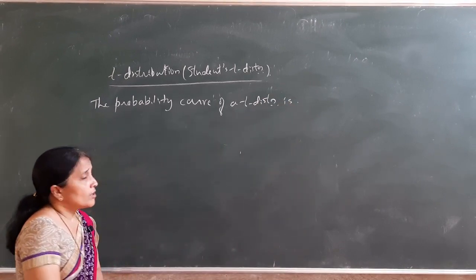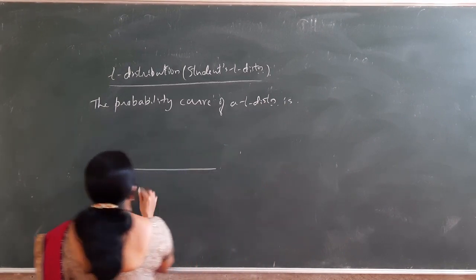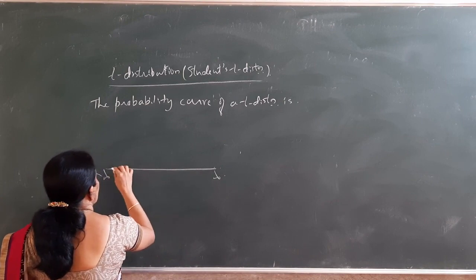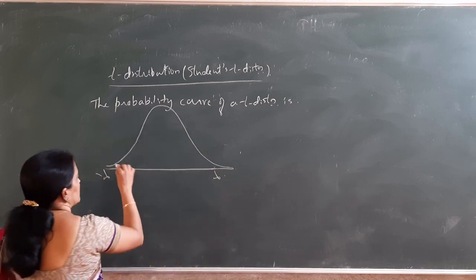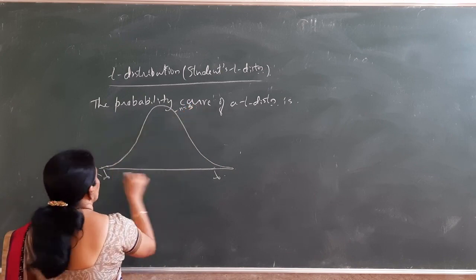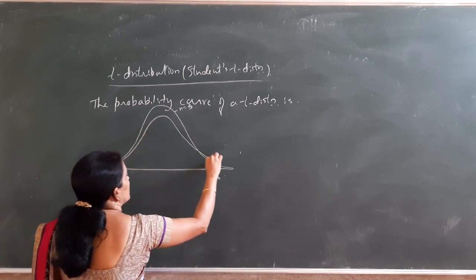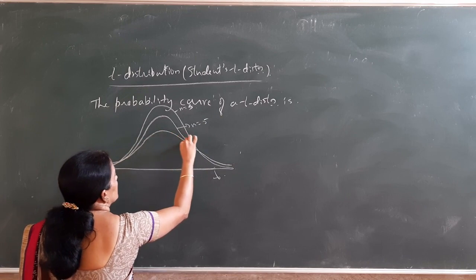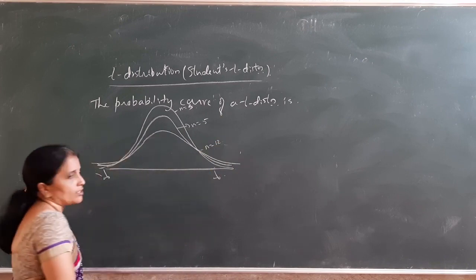The probability curve of a T distribution: along the x-axis, the t variate will be taken. The range is from minus infinity to infinity, right? And the curve will be like this. It is the shape of the t curve. It may be when n is equal to 3, n is equal to 5, and this may be when n is equal to 12 and so on.